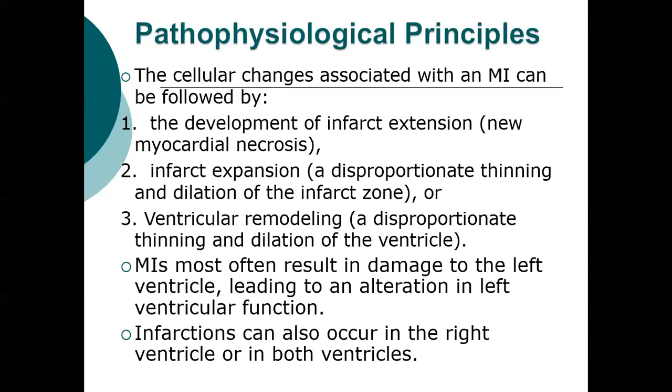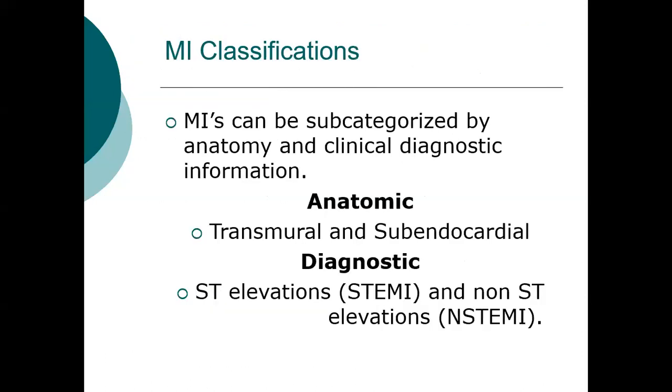MI most often results in damage to the left ventricle, and this will lead to the left ventricle reducing its function. Infarction can also occur in the right ventricle or in both ventricles, but most of the time we tend to have patients with the left ventricle affected because the left ventricle needs more energy, being the pumping system. So you can imagine the left anterior descending artery is occluded. What happens? Ischemia, then necrosis of the entire part.